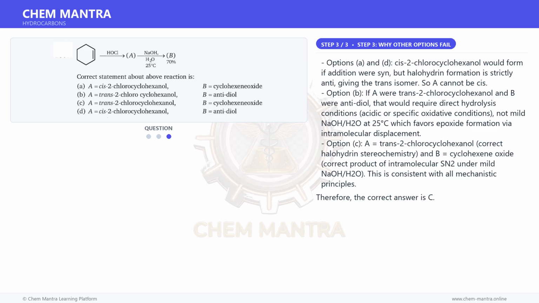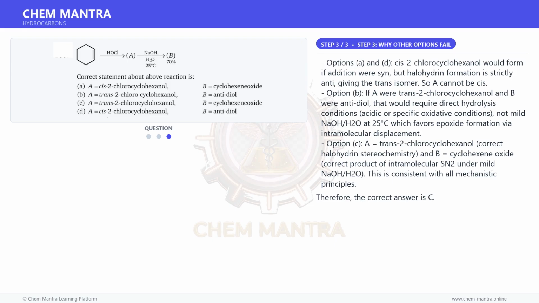Option B, if A were trans-2-chlorocyclohexanol and B were an anti diol, that would require direct hydrolysis conditions, acidic or specific oxidative conditions, not mild NaOH, H2O at 25 degrees Celsius, which favors epoxide formation via intramolecular displacement.